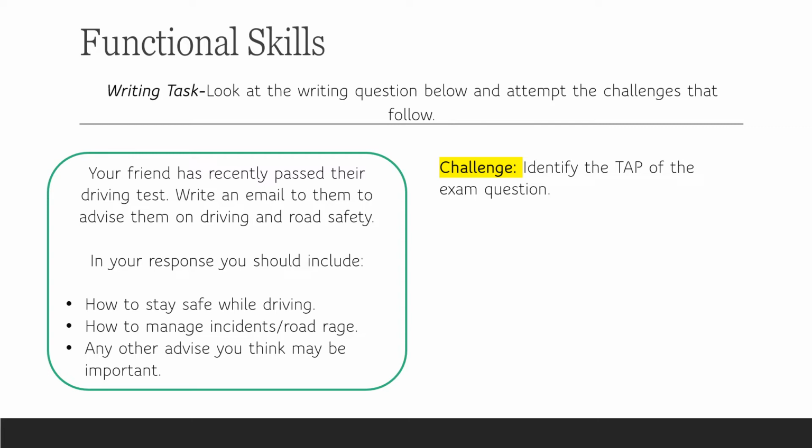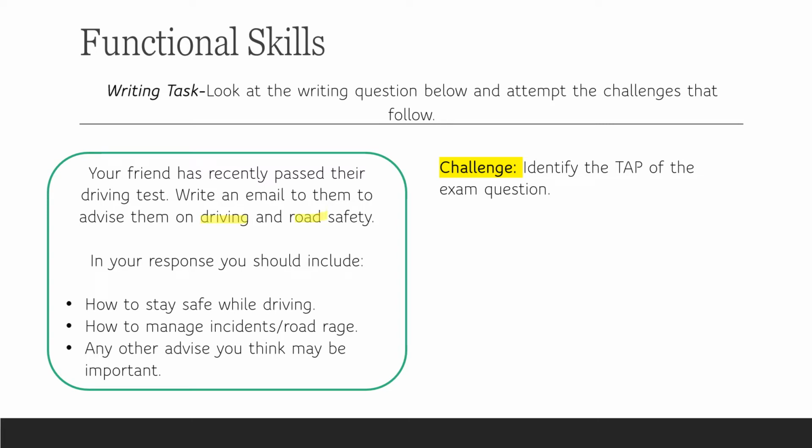The first thing is the topic. So the topic needs to be broken down a little bit. So your friend has recently passed their driving test. Write an email to them to advise them on driving and road safety. So the main area that we need to focus on is driving and road safety.